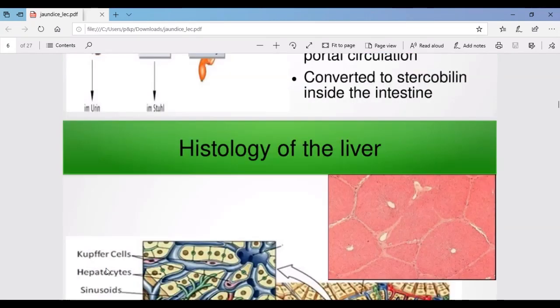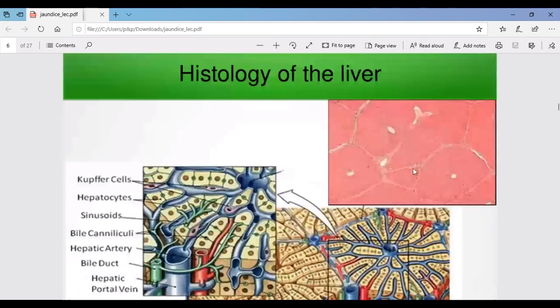This slide shows the histology of the liver. The hepatic lobules, the architecture, which you studied in your histology classes. And when it is magnified, we see that we have the portal triad having a branch of the hepatic artery, a branch of the portal vein, and a branch of the bile duct, or bile canaliculi.